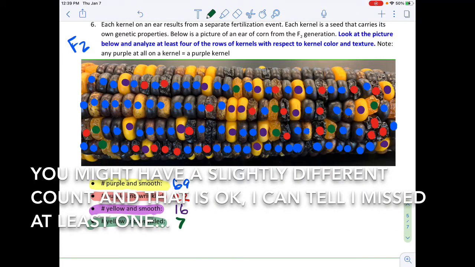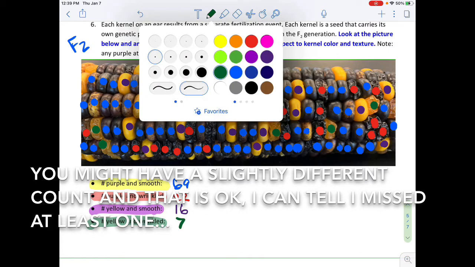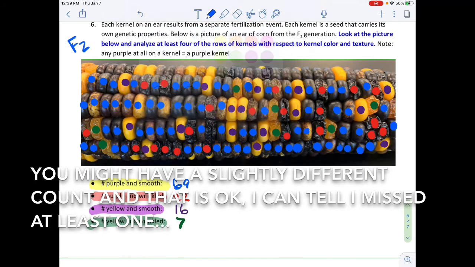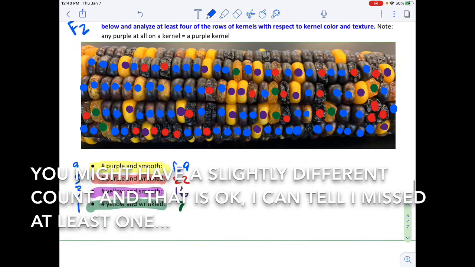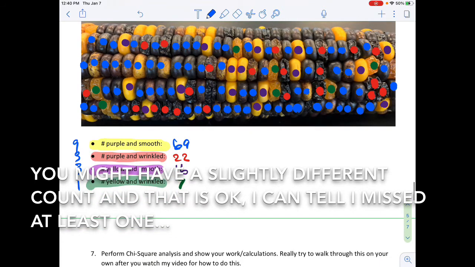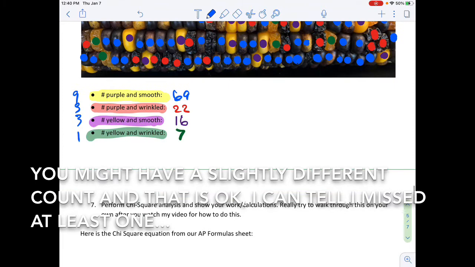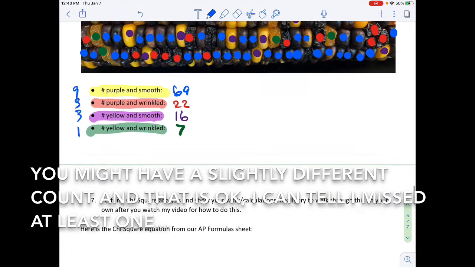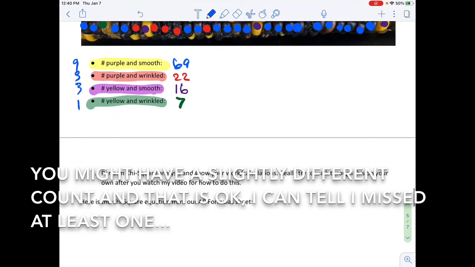Okay, so I think I have enough here to do a statistical analysis. Remember that we were expecting these to come out in a 9-3-3-1 ratio. Certainly looks like that was the case. Just the eye test looks close enough, but let's actually do the statistical analysis and we'll see what comes of it. So perform chi-square analysis and show your work calculations. Really try to walk through this.